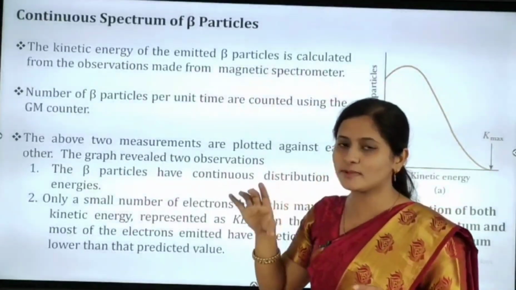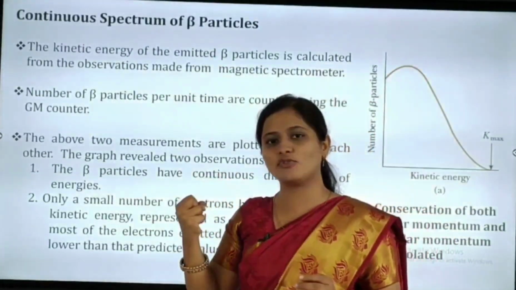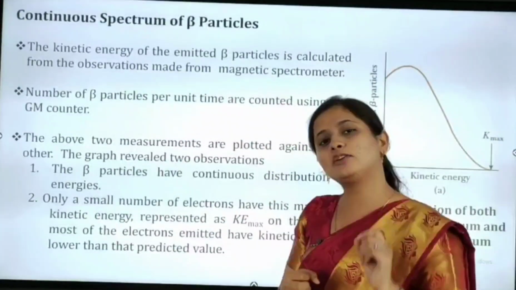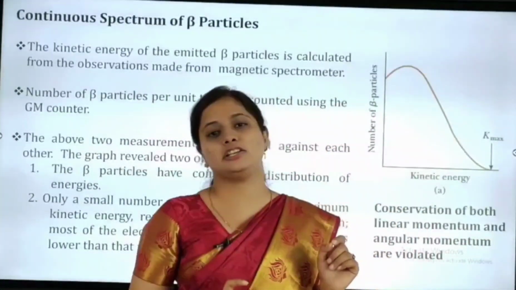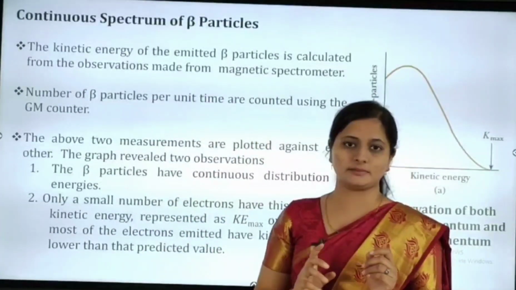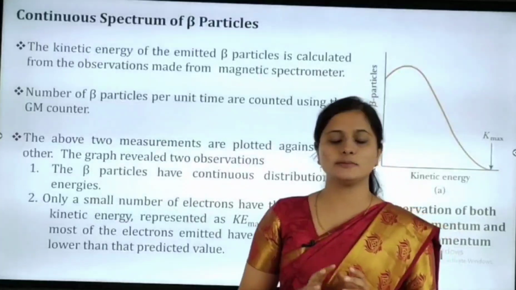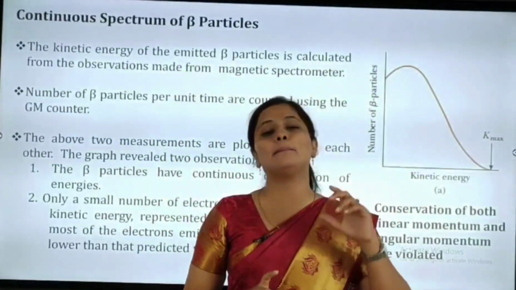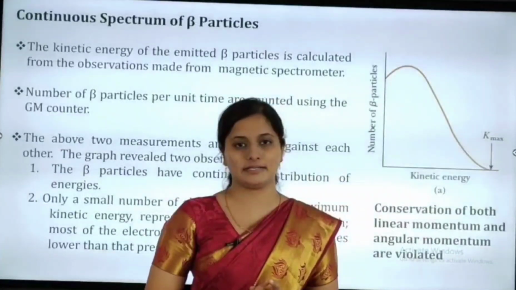So from the spectrum, the beta particle is emitted. By that emission, we are calculating their kinetic energy. By which instrument? The magnetic spectrometer. In the magnetic spectrometer, we are calculating the kinetic energy of the emitted beta particle.